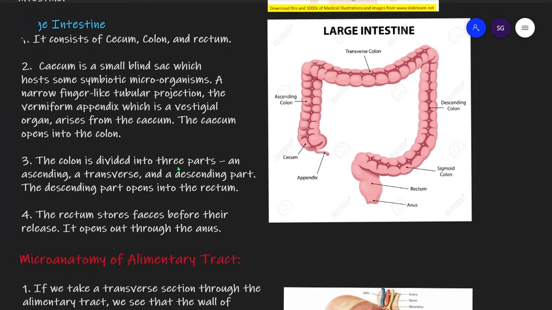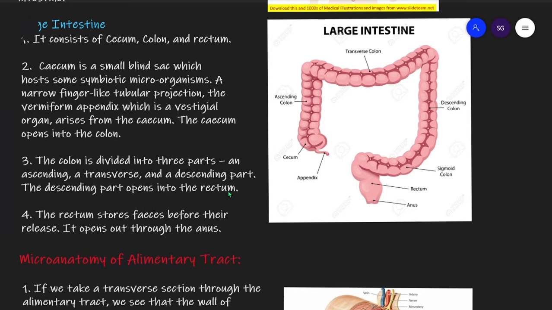Now, the colon is divided into three parts: ascending colon, transverse colon and descending colon. In your book, there are only three parts of the colon. As you go to higher classes, you will study one more part of the colon, that would be the sigmoid colon. This curved part of the large intestine is called the sigmoid colon.